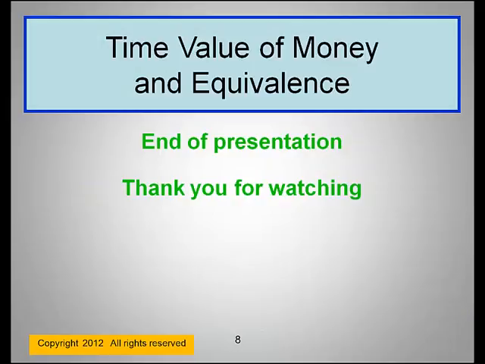This is the end of the presentation. We have learned concepts here that will be used numerous times in the future. They are the time value of money, interest, interest rate, and equivalence.